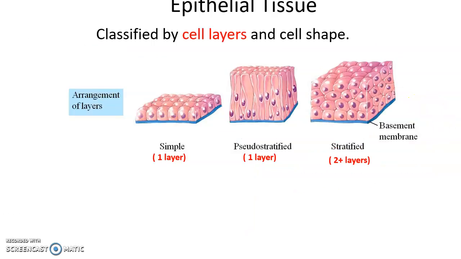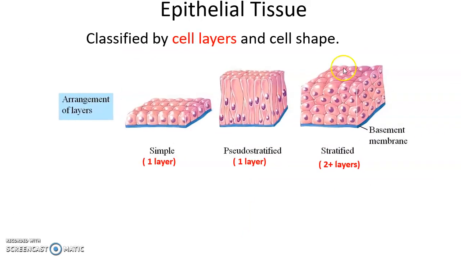All right, when you want to define epithelium, you can do it by two main characteristics: by cell layers, the number of layers to the epithelium, and by cell shape. So when we look at cell layers, if you have just one layer of cells, one sheet of cells, that's called simple. If you have two or more layers of cells, then that is referred to as stratified.